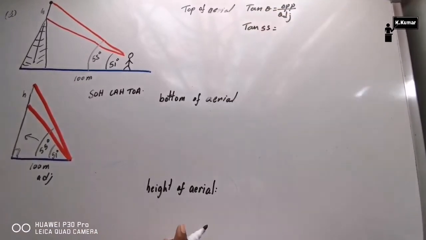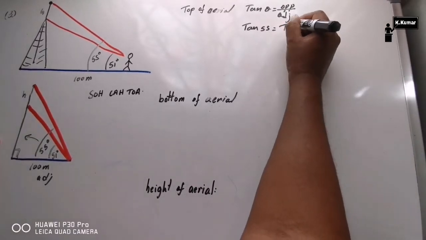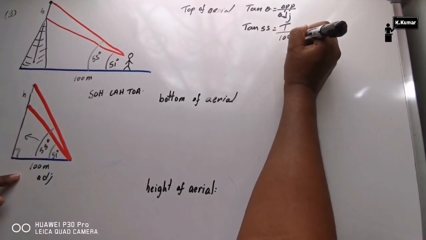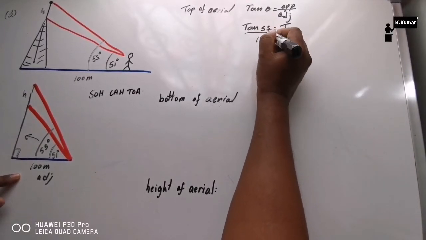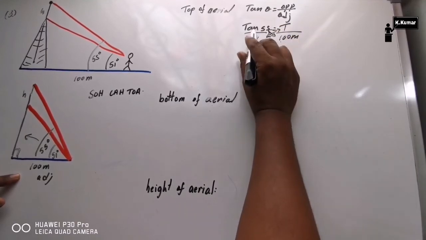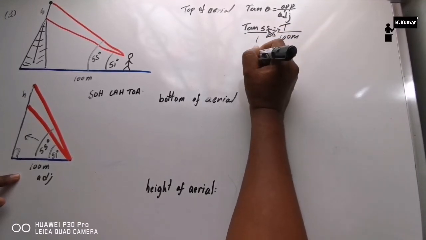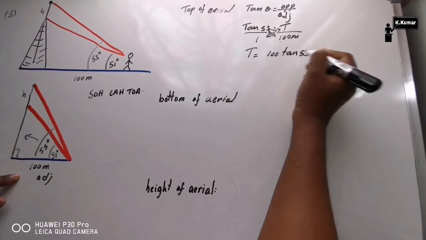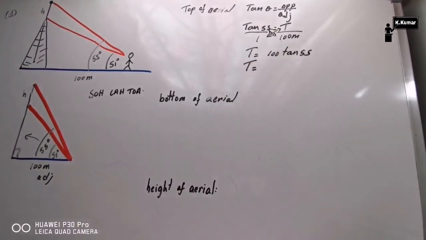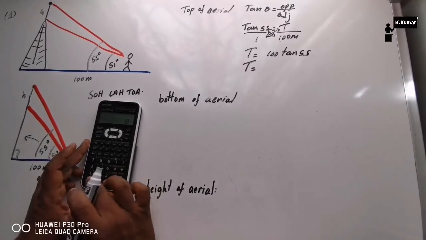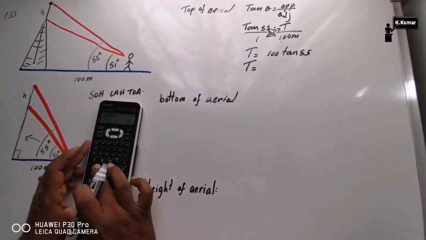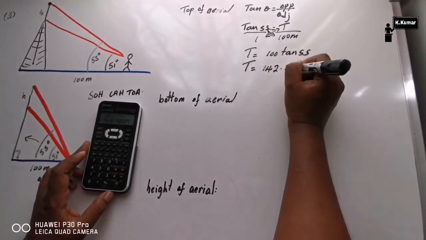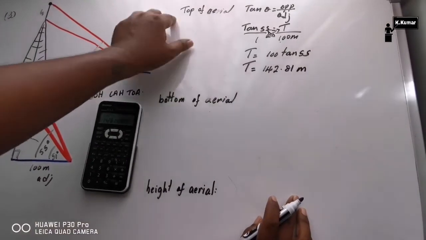Tan 55 is equal to the opposite side, which we don't know. Let's call it t, the top of the aerial, over the adjacent side, which is 100 meters. Put this over 1 and then we cross multiply. So this is going to be 100 times tan 55, and t times 1 is t. So t is equal to 100 tan 55, use our calculator, and that's going to give me 142.81 meters. So this is the height to the top of the aerial.